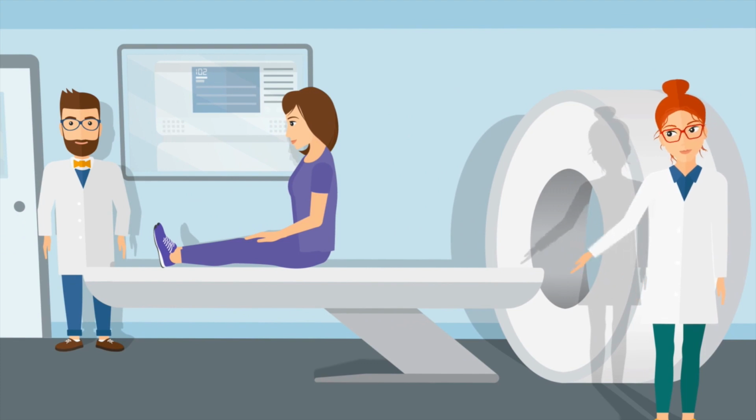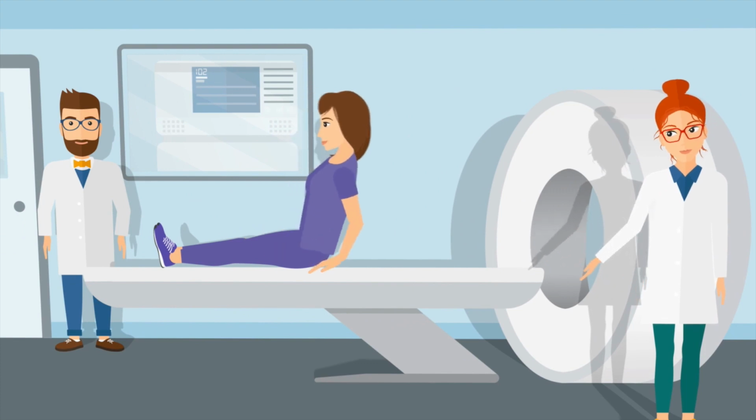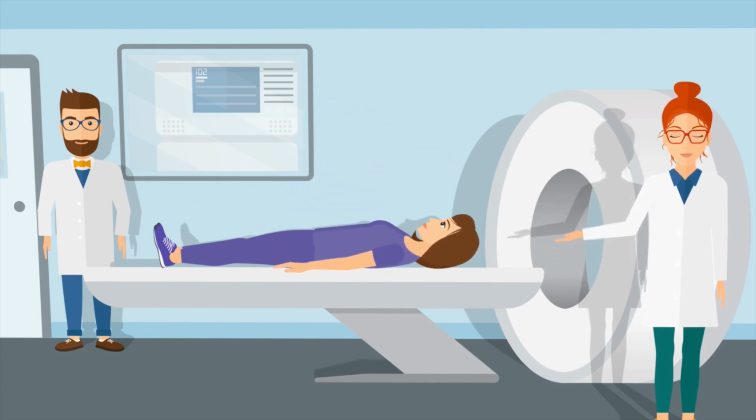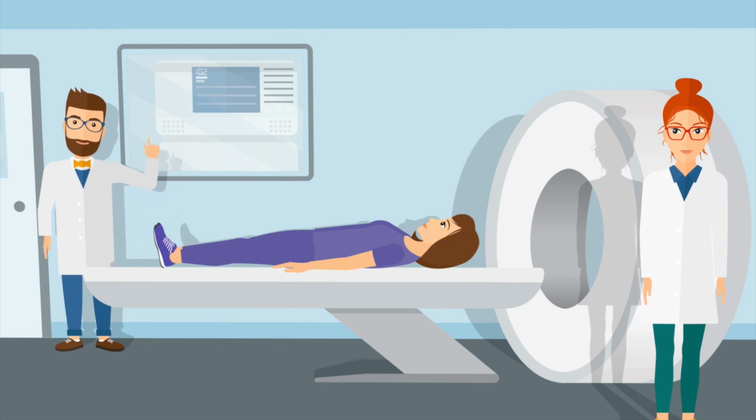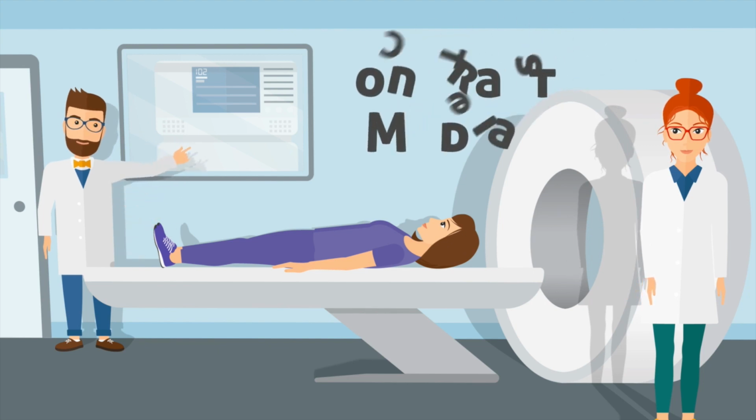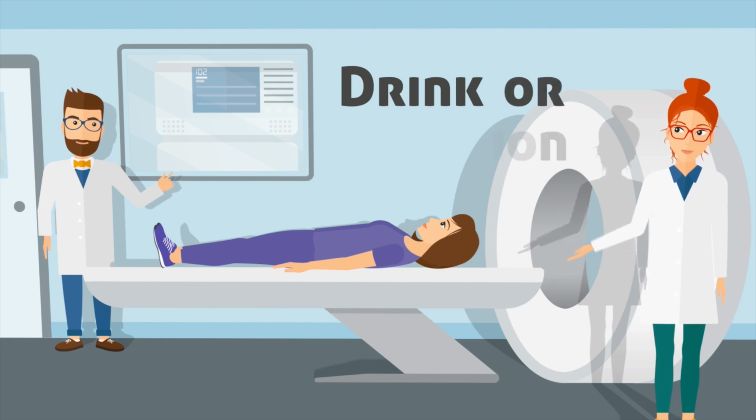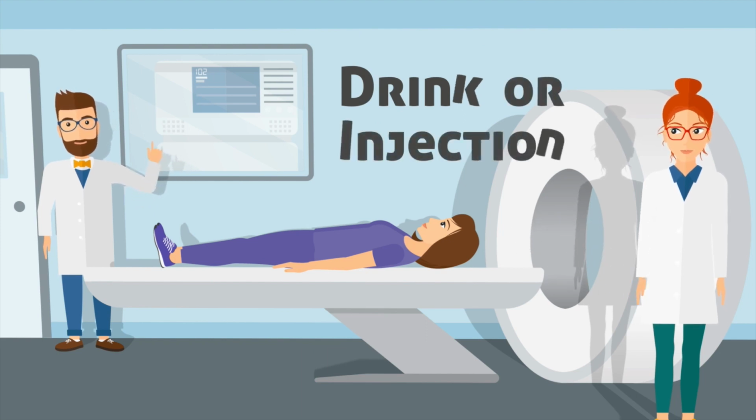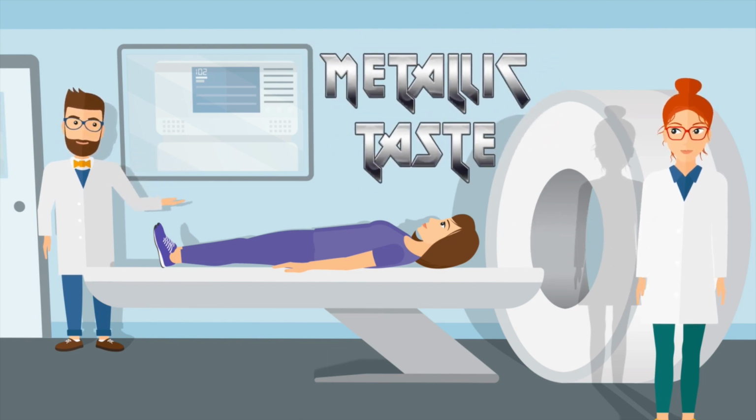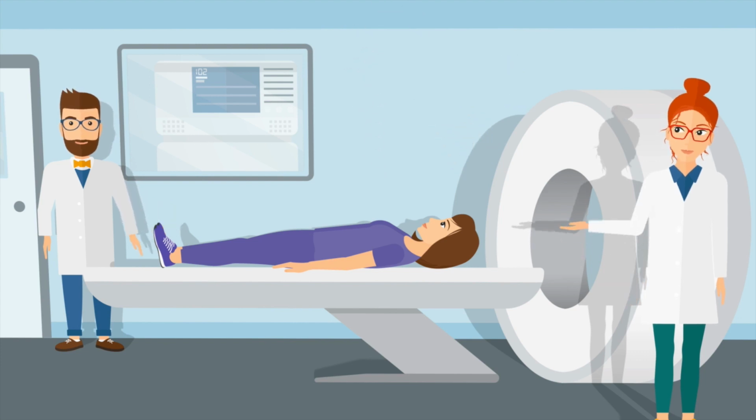Once you're in the scanning room, the technologist will ask you to lie on a comfortable bed that moves up and down and back and forth. You may be asked to take a special dye called contrast media, which helps highlight specific parts of your body on the scan. Contrast media may be given to you as a drink or as an injection. You may experience a warm feeling or a metallic taste in your mouth.